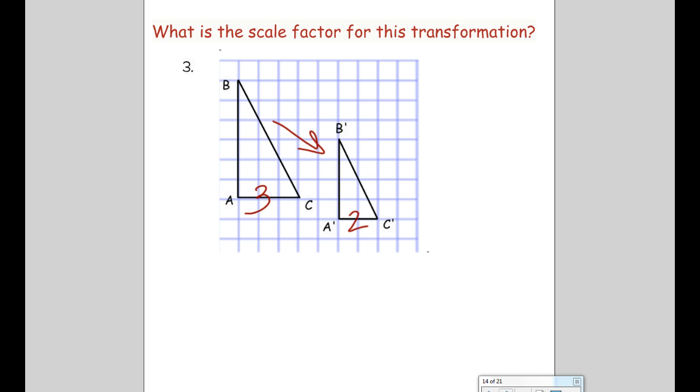This one, 2. How do you find scale factor? I told you to write it somewhere in your notes. Second over first. Which number came from the second shape? 2. Which number came from the first shape? 3. Second over first. So what's the scale factor? 2/3. 0.6 repeating. But we would never write that. We would write the fraction, 2/3.